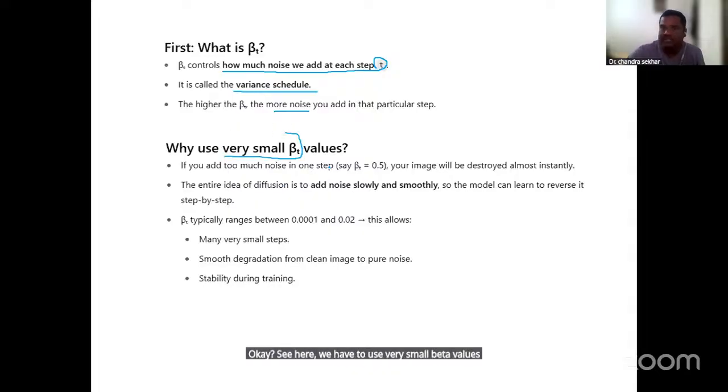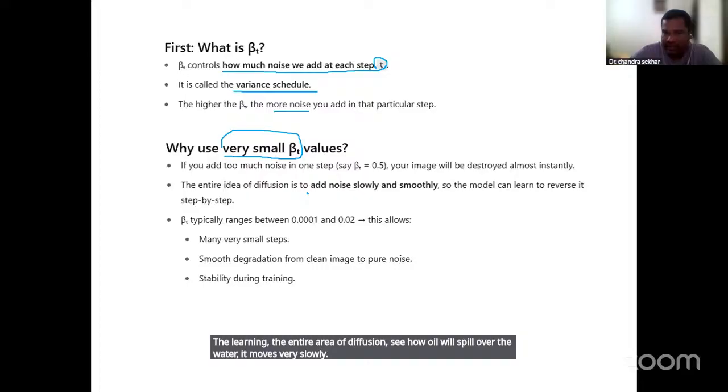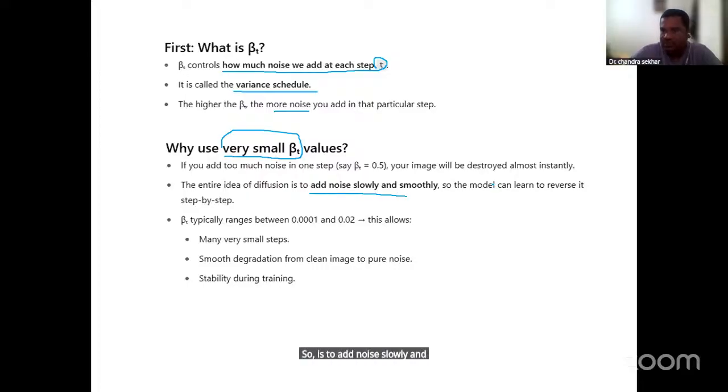So why do we have to use very small beta values? The entire idea of diffusion is like how oil will spill over water. It moves very slowly. So we add noise slowly and smoothly, so the model can learn to reverse it step by step. If I do a small noise addition, it will be very easy for the model to learn. Or suppose if I transform it like this, then it won't understand. So slowly and smoothly we have to do it.